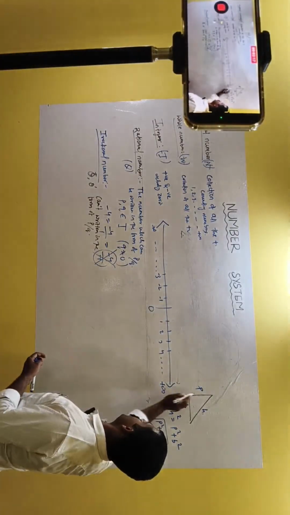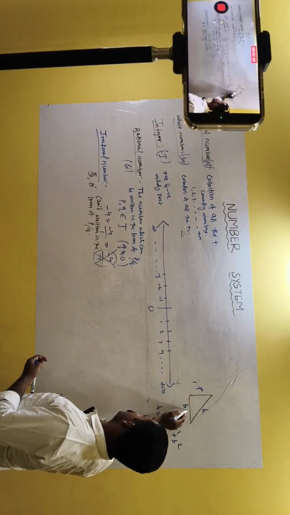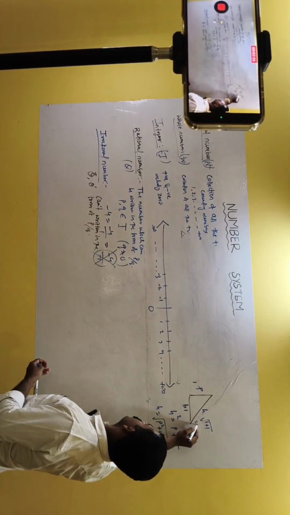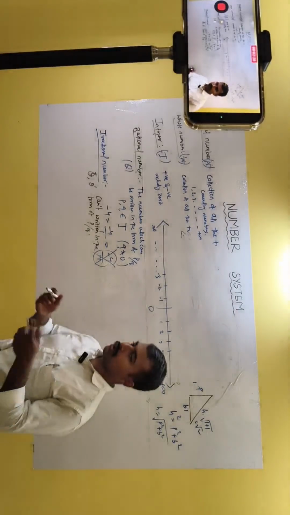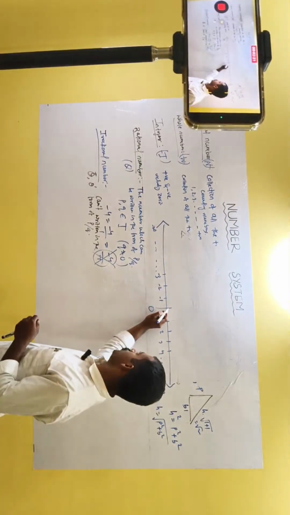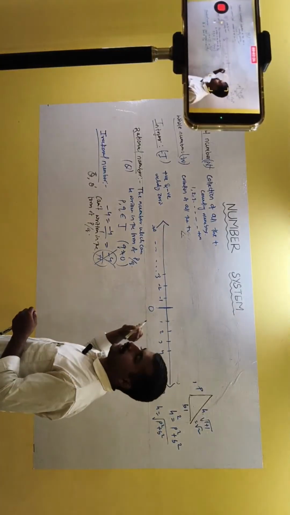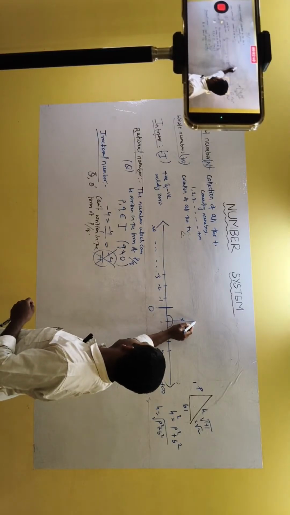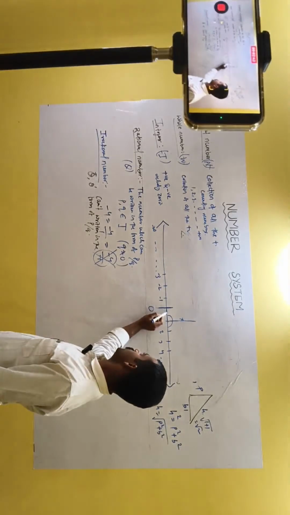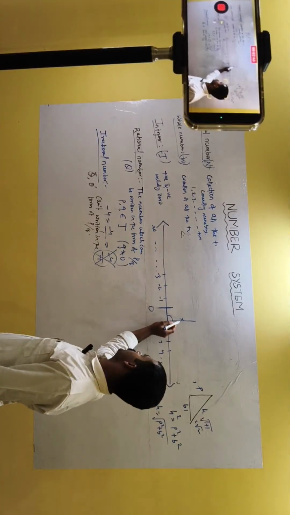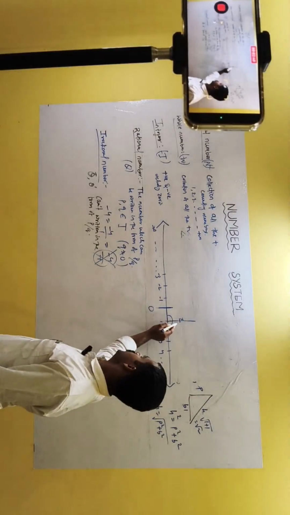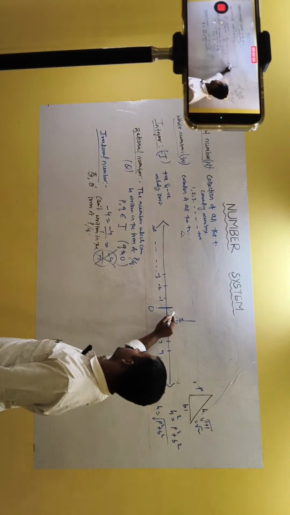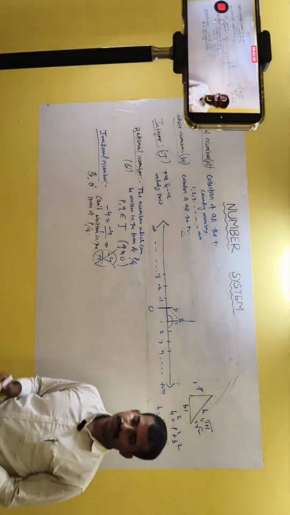So just think, if the perpendicular is 1 and the base is 1, then the hypotenuse will be the square root of 1 square plus 1 square, which is root 2. So how to draw root 2? On the number line, 0 to 1 is 1 unit. Draw a right angle, 90 degrees, here. Draw another 1 unit. Now join the triangle. Now this will be root 2.